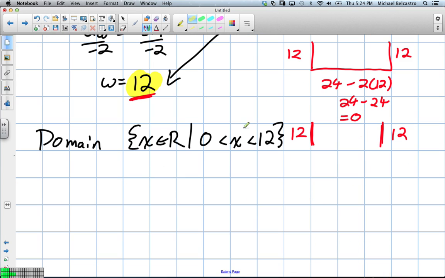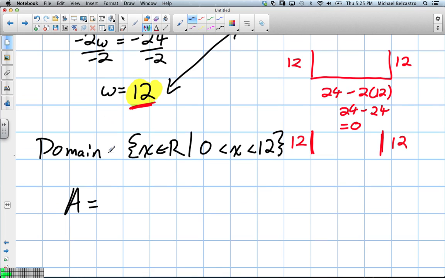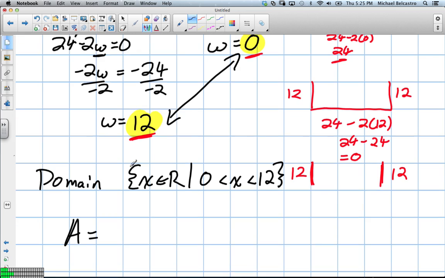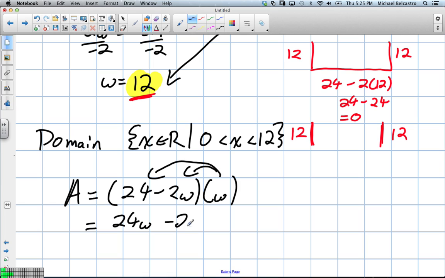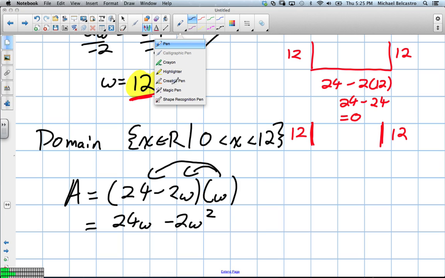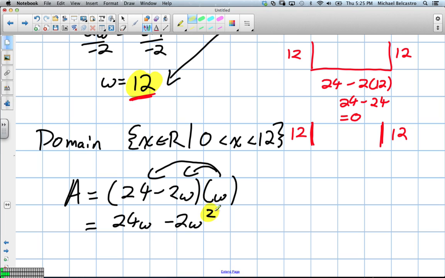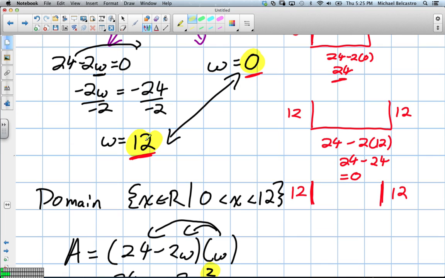I'm going to take that equation there and rewrite it. Area was equal to, what did we say it was? 24 minus 2w times w, right? Well, I'm going to expand this just so we can get an idea of what type of function this is. Well, this becomes 24w minus 2w squared. Do you know what type of function this is? Quadratic. It's quadratic.